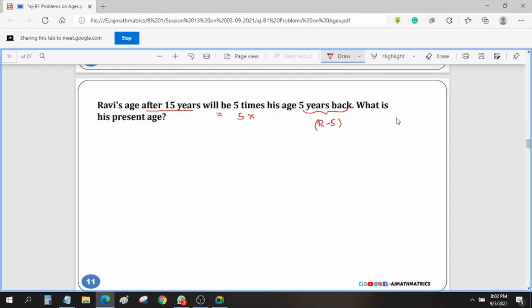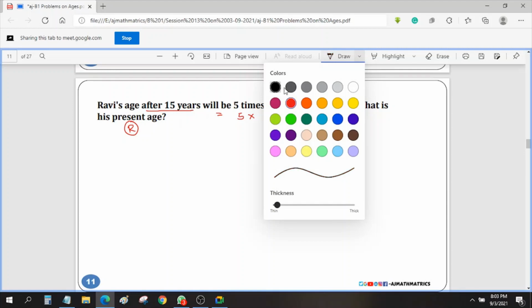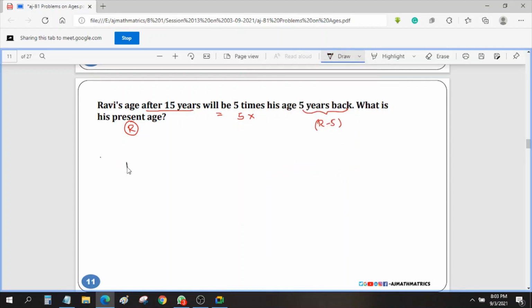So by reading the question you can easily understand what is the present age, which means R, we are going to find out. Now I'll write it very clearly. Ravi's age after 15 years, that is R plus 15, is equal to 5 times his age 5 years back, R minus 5. So this one equation is enough to get the answer, because in this question we have only one person. So R plus 15 is equal to 5R minus 25.